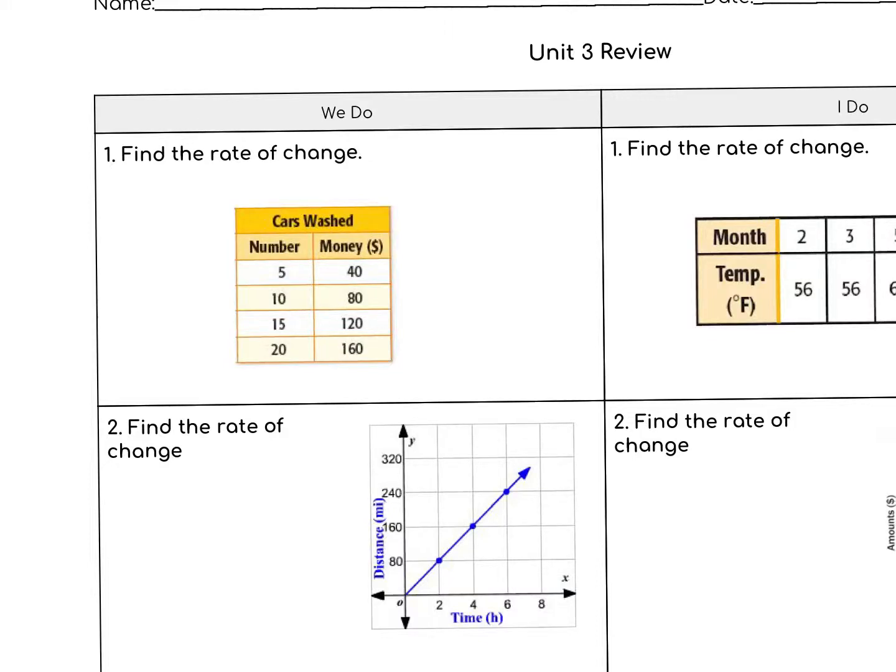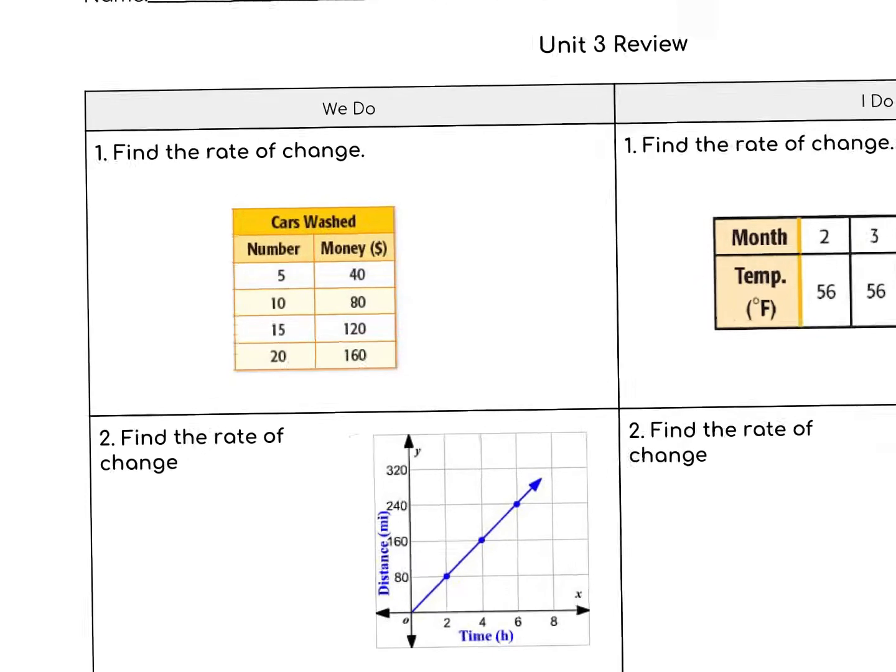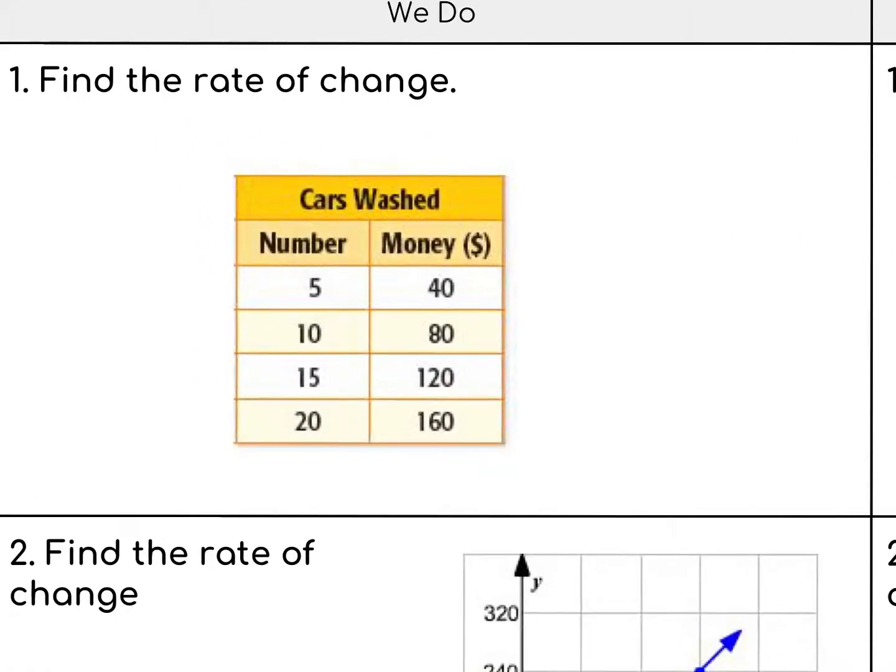Okay, today I'm going to go ahead and go over the review. First off, we're going to look at find the rate of change. I'm going to identify what my x and y columns are. So this is my x, this is my y.